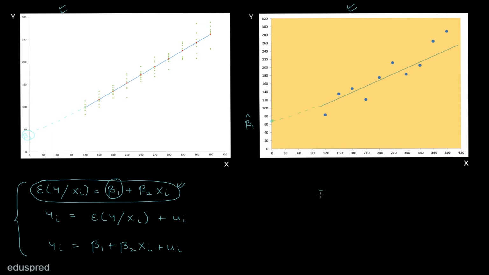So the equation is equal to beta 1 hat. Now see, because the sample regression line is also a line, it is going to follow the same structure that this equation has. In this equation, the first term on the right hand side is beta 1. In the sample story, the first term on the right hand side is going to be beta 1 hat, where this beta 1 hat is actually the estimator of beta 1.